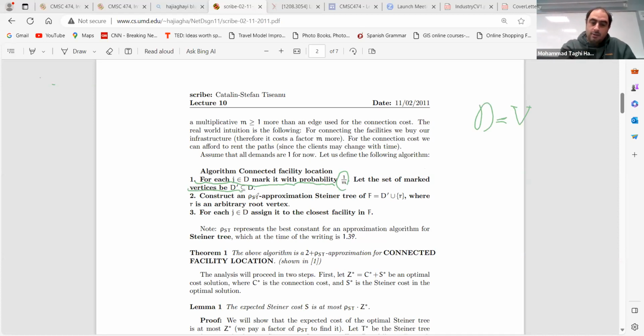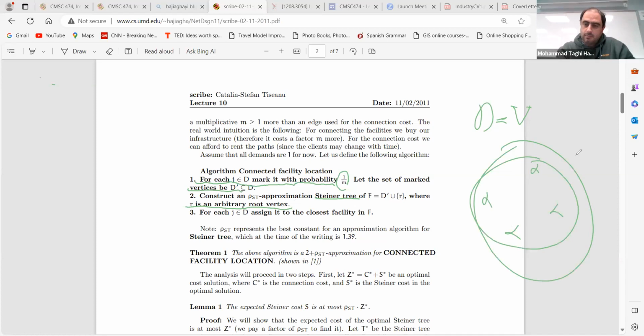I will construct the best Steiner tree on this, where r is an arbitrary root vertex. This is the algorithm you have for rooted Steiner tree. So these D guys, you will mark some of them at random, each with probability 1 over M. This would be D prime. This is D, this is D prime. Then I will find the best Steiner tree according to the cost M times this on these guys. Then for each other guy, I will just connect it to the closest guy here. That's it. A very beautiful and simple algorithm.